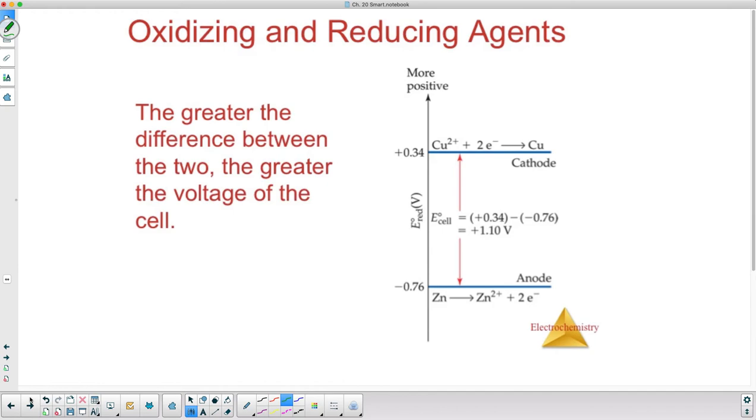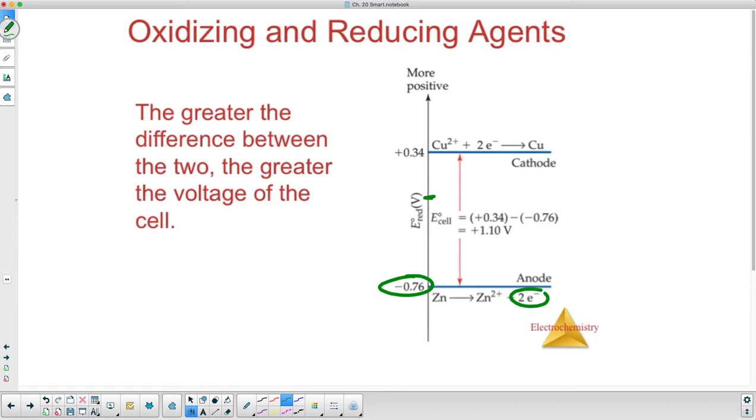So this is the one we just had, with zinc going to a +2 and electrons. This is the oxidation. There's the reduction potential, written as a reduction, of course. And here is the reduction at the cathode. The cell potential is the difference between the two of them.